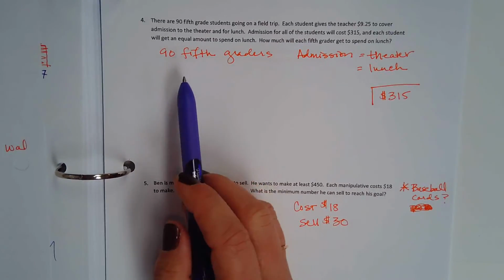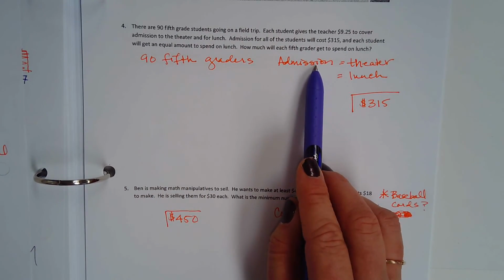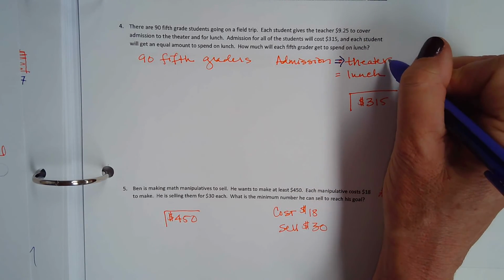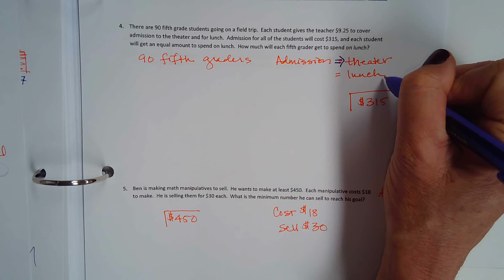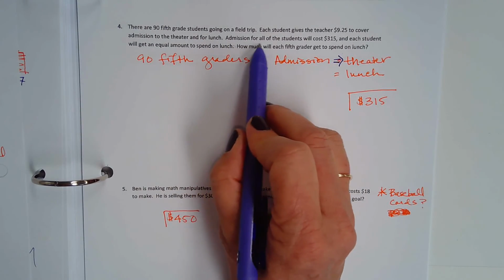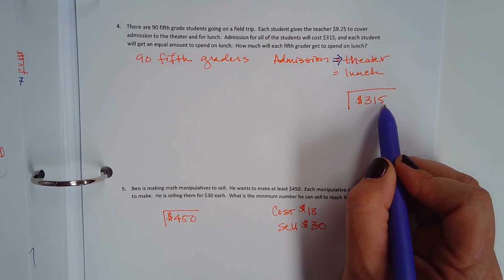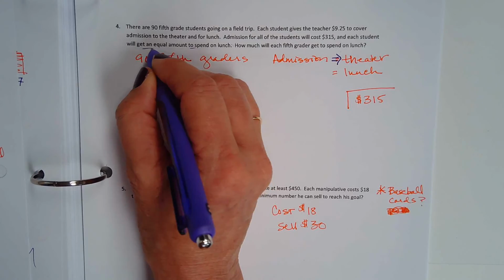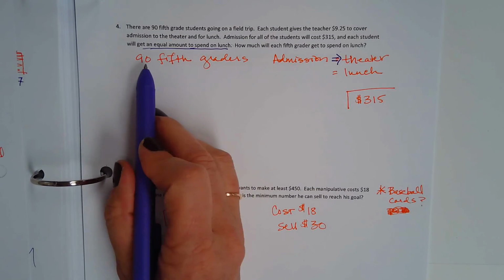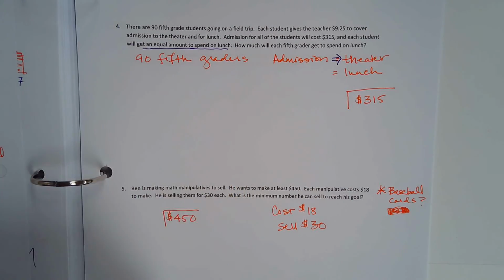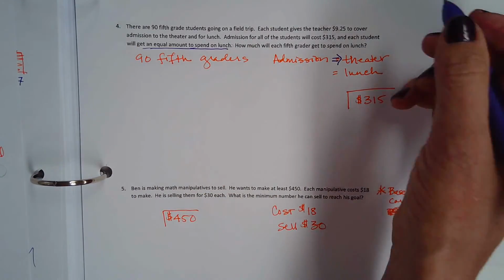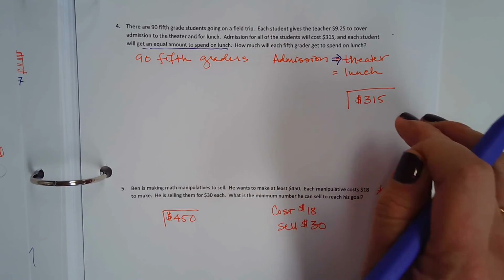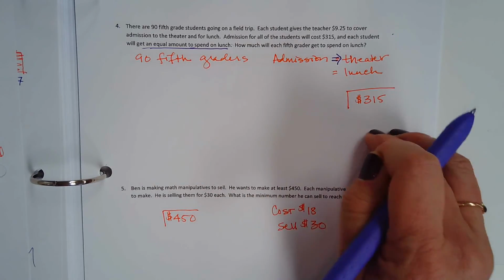Then there are 90 fifth grade students. Admission is equal. When you pay $9.25, you get both the theater and the lunch. And admission for all the students will cost $315. Each student will get an equal amount to spend, and remember, there are 90 fifth graders. So think of that array. That's what I've done here. What part is missing? What part do you know?